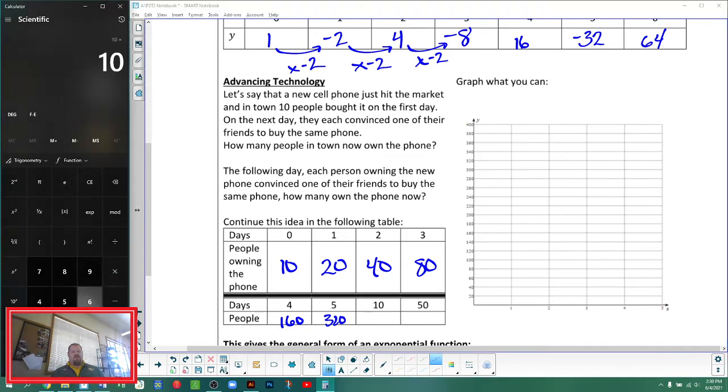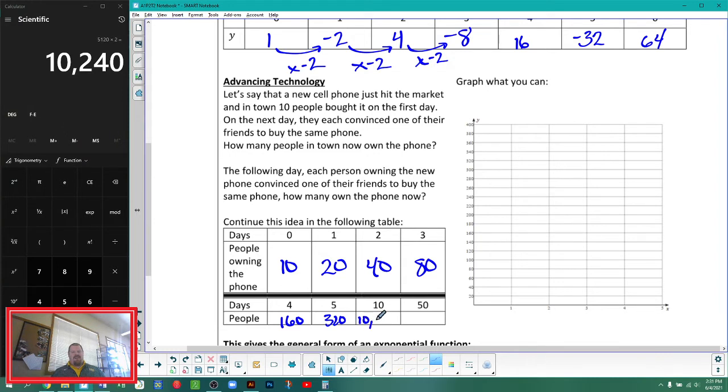Well, let's look at it this way. Every day it doubles. So 20, 40, 80, 160, 320. That's after 5 days. 6 days, 7 days, 8 days, 9 days, 10 days. So after 10 days, if this were able to continue, odds are it wouldn't, but just in case, 10,240 people would own the phone on that day.